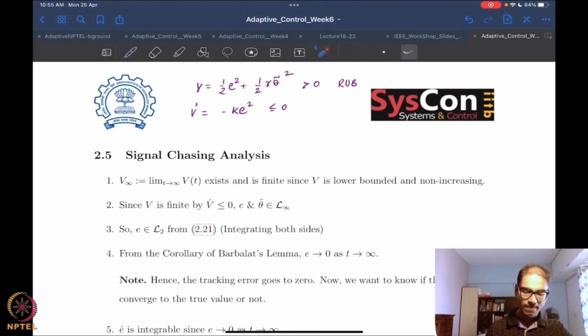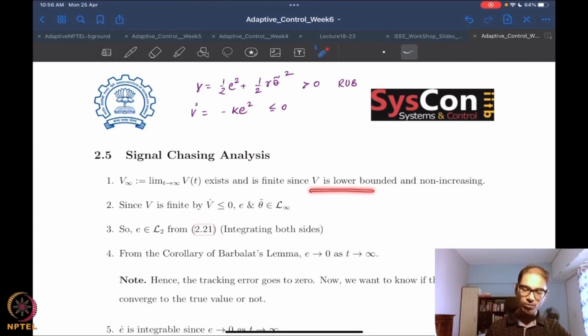The first thing we claim is that V is lower bounded and non-increasing. That's obvious. V is lower bounded because it's positive definite, and it's non-increasing because V dot is less than or equal to 0. If the derivative of a function of time is less than or equal to 0, then of course the function cannot increase over time. It can do anything but increase. It's a non-increasing function.